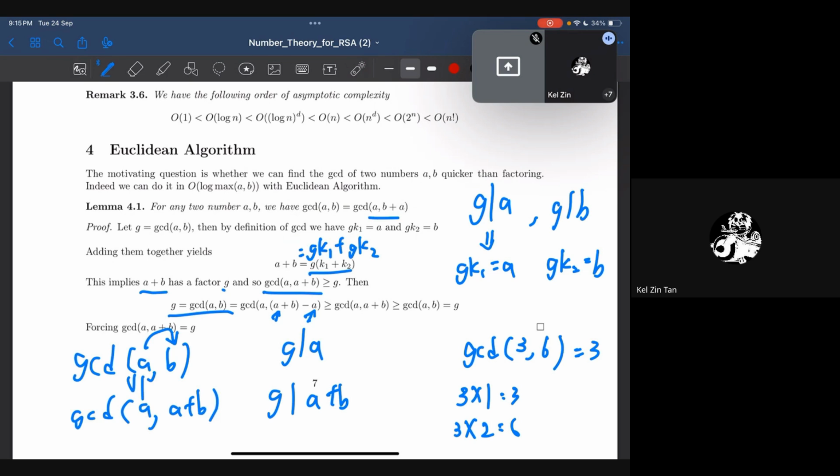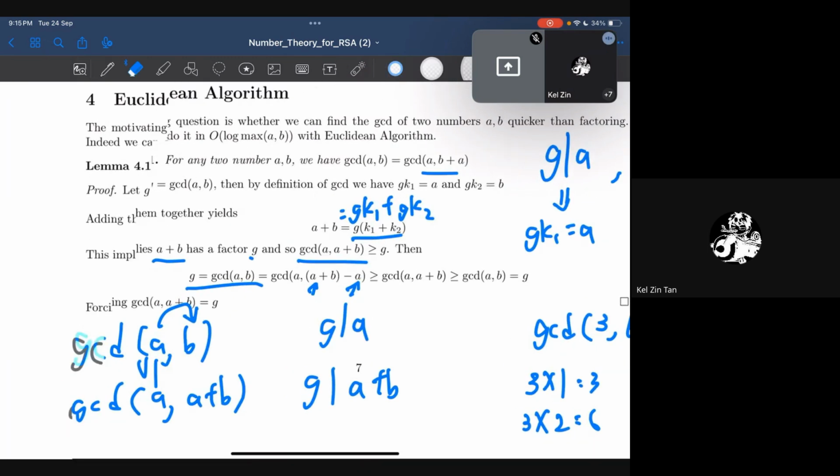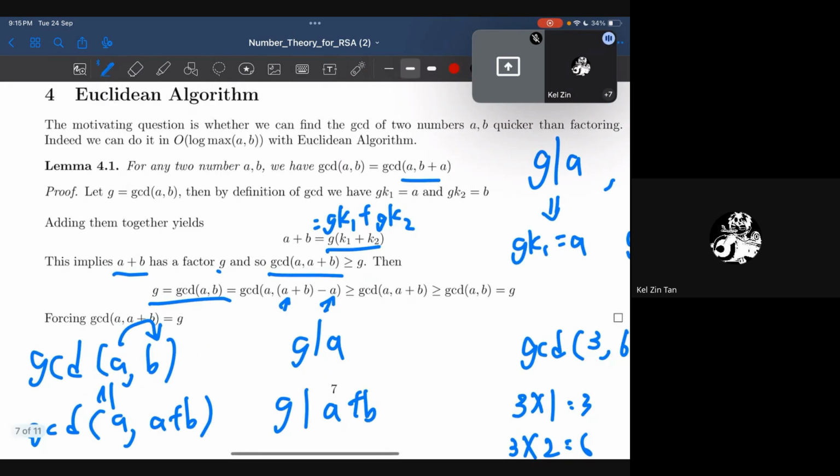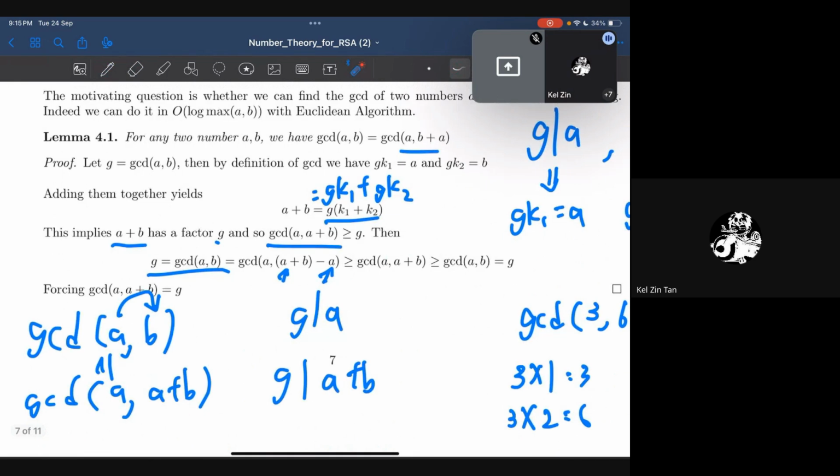Sorry, it should be the other direction. Okay, yep. So right here we have GCD of A and A plus B is larger than or equal to GCD of A and B. So we can just write this in terms of something like that. Then you can see that this is basically just you can add this part to here.